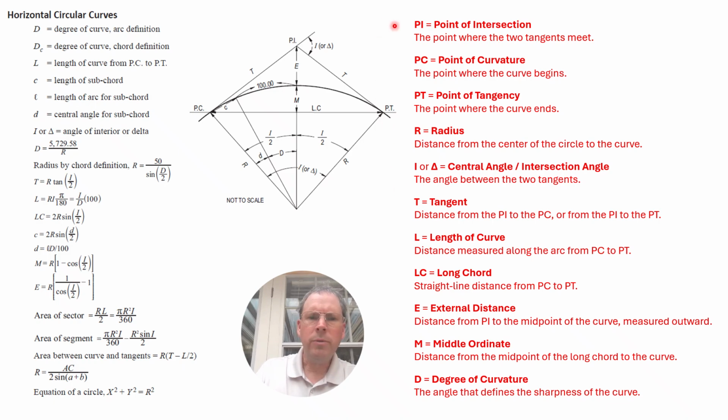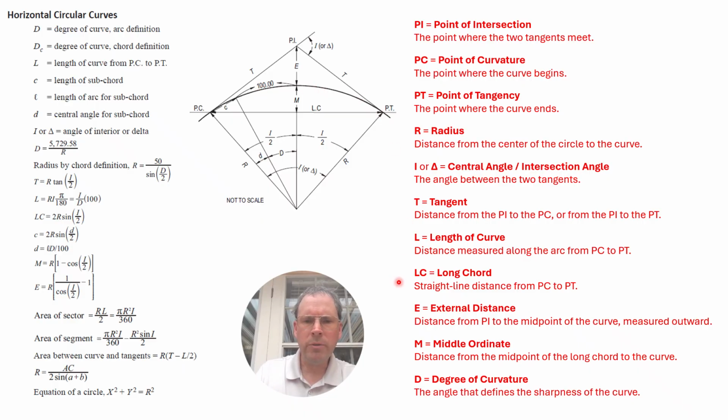The PI is the point of intersection. It's the point where the two tangents meet. The PC is the point of curvature. It's right here, where the curve begins. And the PT is the point of tangency. It's where the curve ends. The R is the distance from the center of the circle to the curve. The I, or delta, central angle or intersection angle, is the angle between the two tangents, and that's right here. The length of the curve, L, is the distance measured along the arc from the PC to the PT, so it's this distance here.